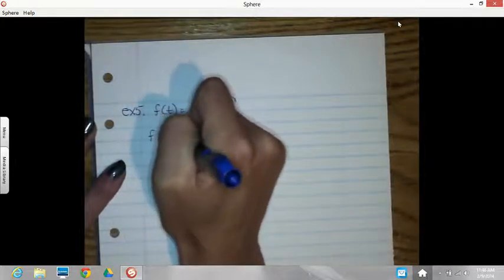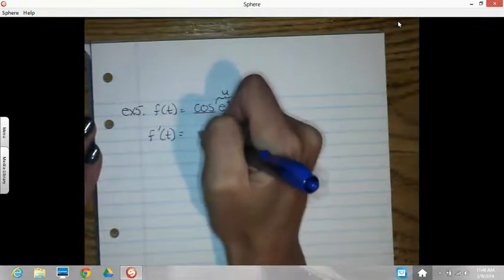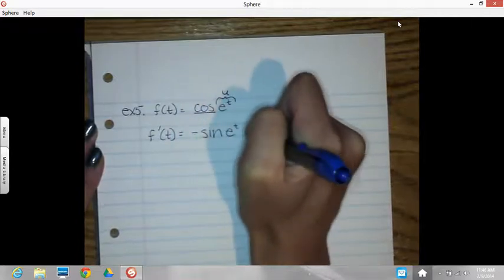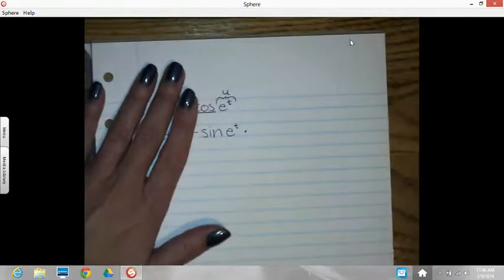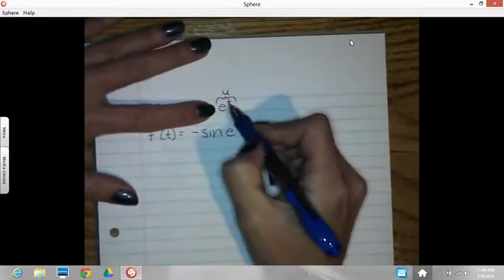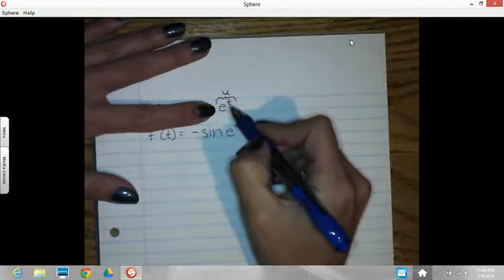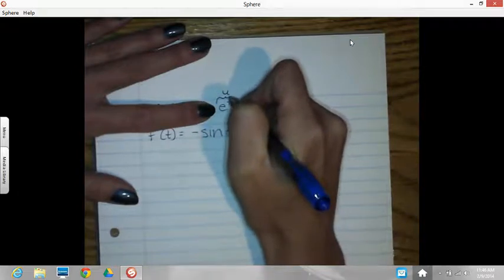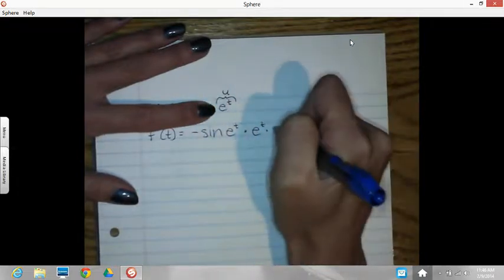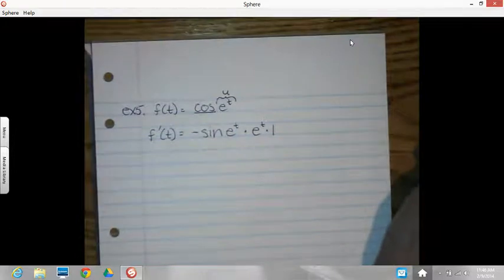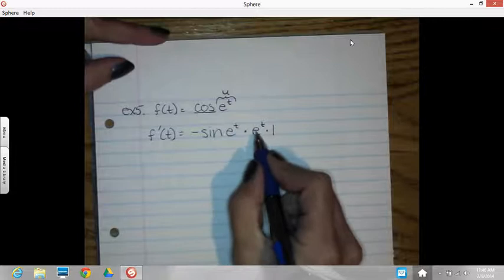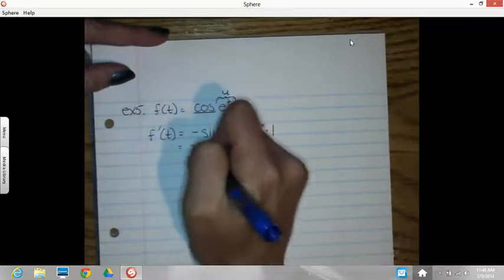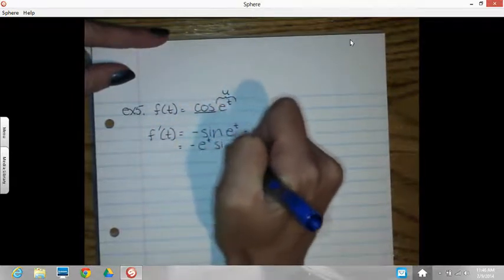So f prime. Derivative of cosine is negative sine of the angle times the derivative of the angle. Well, the angle is e to the t, so the derivative here is itself times the derivative of the exponent. Derivative of t is a 1. Not that I need the 1 there at all. And just so confusion doesn't happen, we should break this apart and bring this e to the t to the front so we don't think it's part of the angle here. So it's negative e to the t sine of e to the t.